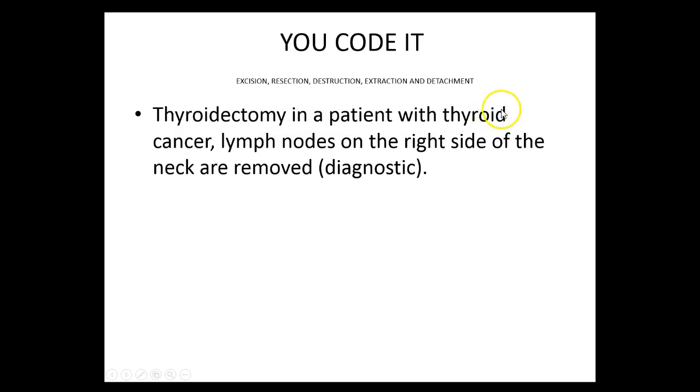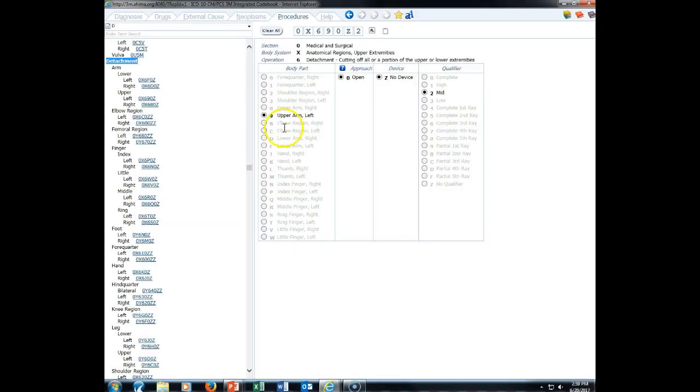Thyroidectomy in a patient with thyroid cancer, lymph nodes on the right side of the neck are removed, and that's diagnostic. So we're going to have 2 codes here. And this is a thyroidectomy in a patient with cancer, so they will take out the entire thyroid. So our root operation is going to be a thyroidectomy. There's no device, there's no qualifier. Our approach is open.